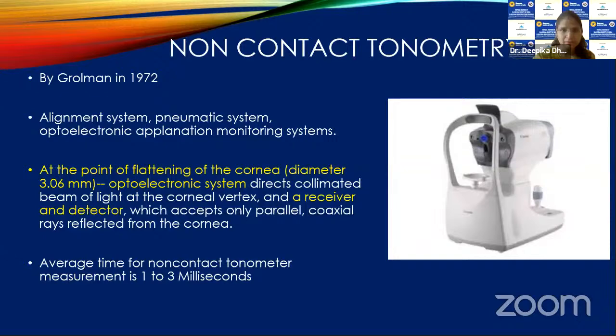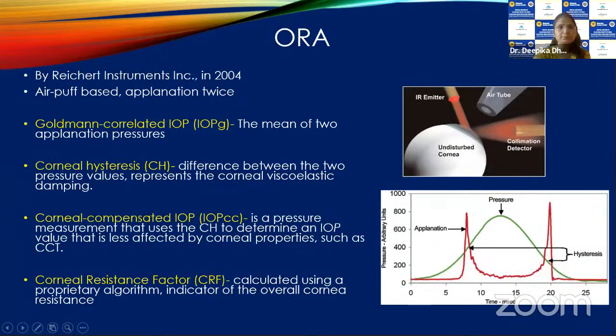Then we have the ocular response analyzer. It was developed by Reichert Instruments in 2004. It is also an applanation-based, non-contact air puff device. But in this air puff, it first applanates the cornea, then the intensity keeps on increasing until the cornea indents. Then the air puff intensity is decreased so that the cornea returns first to applanation, then to normal shape. So there is applanation twice in this device.